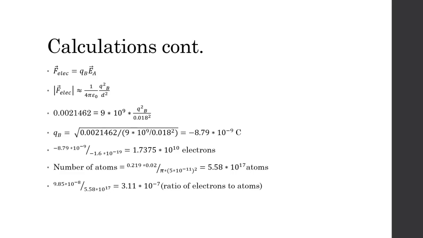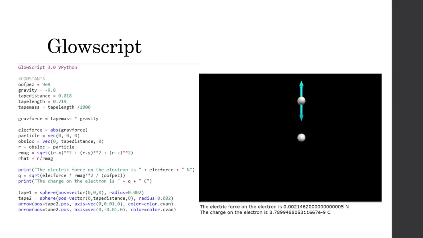In order to get the number of electrons, we divide by the charge of an electron, which is 1.6 times 10 to the negative 19, in order to get 1.7 times 10 to the 10 electrons. And for the number of atoms, we took the surface area of our tape and divided by the area of each atom, and we got 5.58 times 10 to the 17 atoms. And our ratio of electrons to atoms was 3.1 times 10 to the negative 7, which is also quite reasonable.